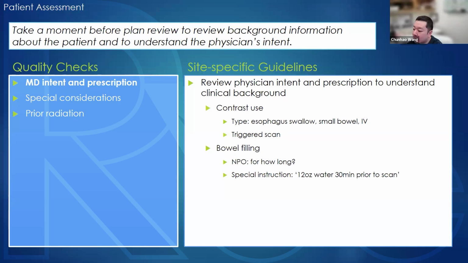Usually in our clinic, we do NPO 2 hours prior to scan and prior to treatment. Also, we check the special instructions from the physician regarding the bowel feeding. For example, for pancreas treatment, our standard procedure is to give a patient 12 ounces of water 30 minutes prior to scan and 30 minutes prior to treatment.